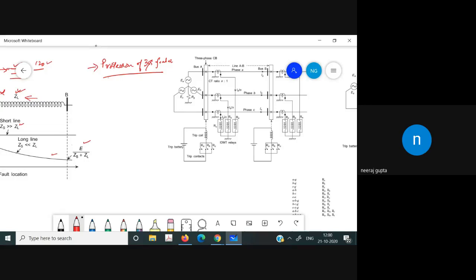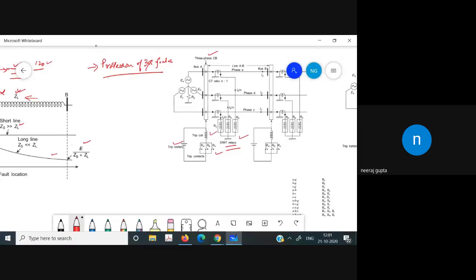In this case, you will see that we have the three phases. These are connected in a star, and we have the three lines in this case. And the circuit breaker is connected to this. This is the relay trip coil, and this is the trip circuit of the relay. This is the trip battery, and these are the IDMT relays, which are used for detecting whether the fault is there or not.